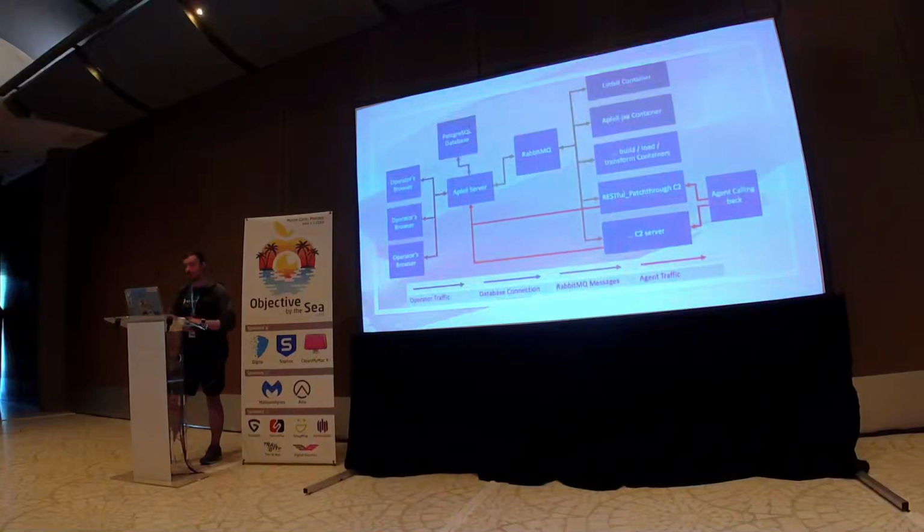In the backend, what's actually happening is you have this main AppFell server here. This is the Python 3 server. It communicates to a Postgres database and uses RabbitMQ to talk to a whole bunch of other Docker containers to actually do the compilations for the different agents. It has the architecture for the different C2 profiles that you're trying to talk to, all Dockerized out there.